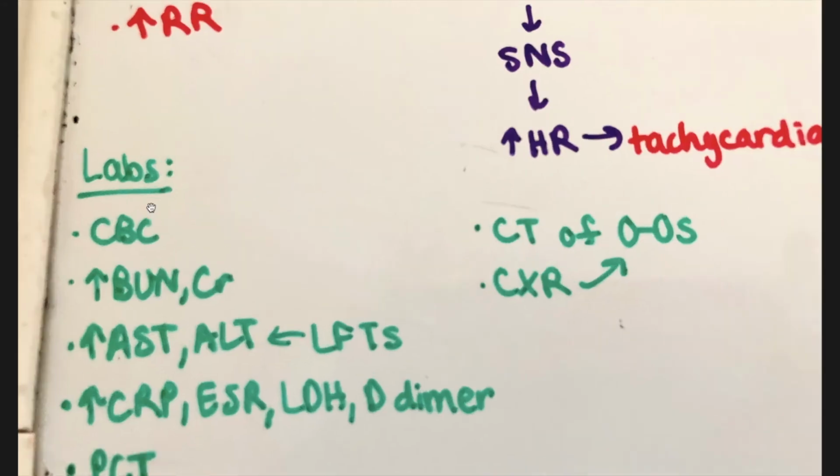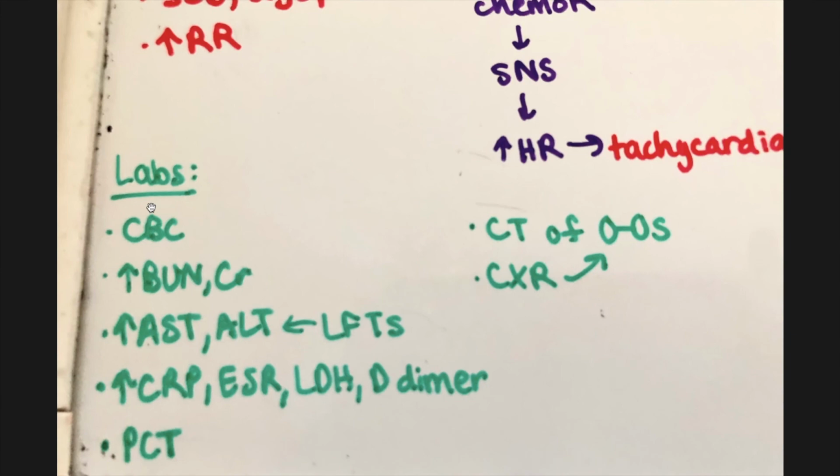So what labs would you order for a patient you suspect might have COVID-19? Well, you would order a CBC, which is pretty routine. You would check to see if there's an increase in BUN and creatinine. Renal function tests. You would check the liver function test to see if there's increased AST and ALT, and you would also check the CRP, ESR, LDH, and D-dimer. CRP and ESR are basically non-specific markers of inflammation, and if those are increased, that would tell you that there's an increase in inflammation.